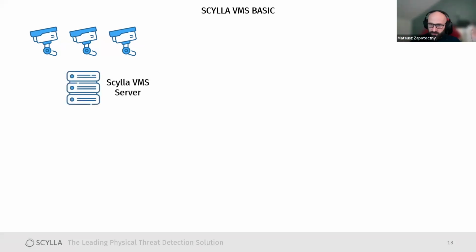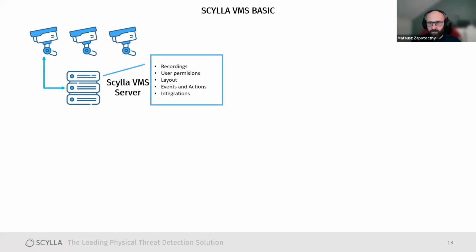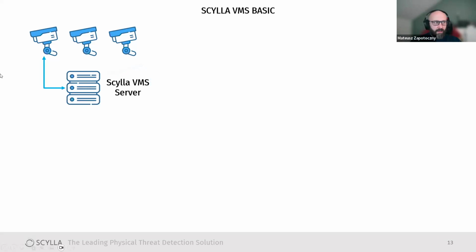So what we do, we put one Scylla VMS server there. To this server, you connect all those devices. On this server, we store recordings, video, audio. We keep all the user permissions. We keep all the layouts, events and actions that you create, all the integrations with the access control, with the alarm systems. Everything is stored on a server. So this alone can create a complete solution that you can use.